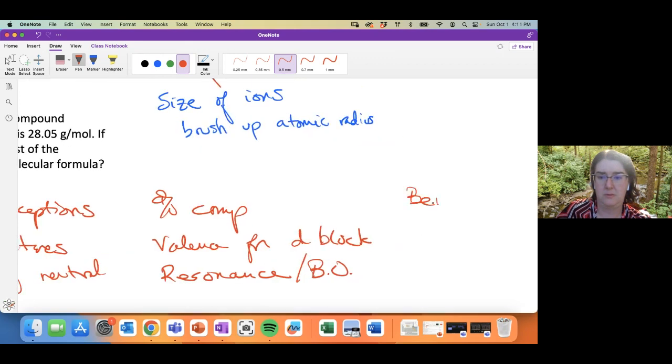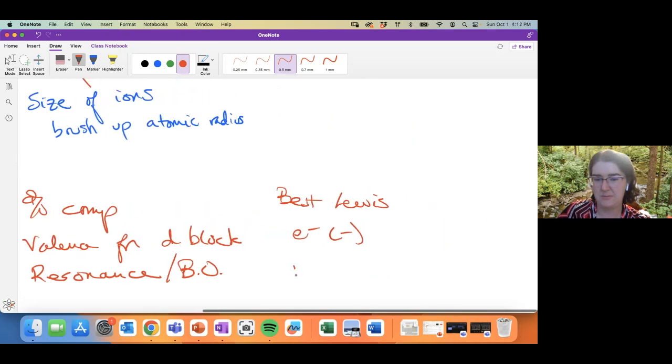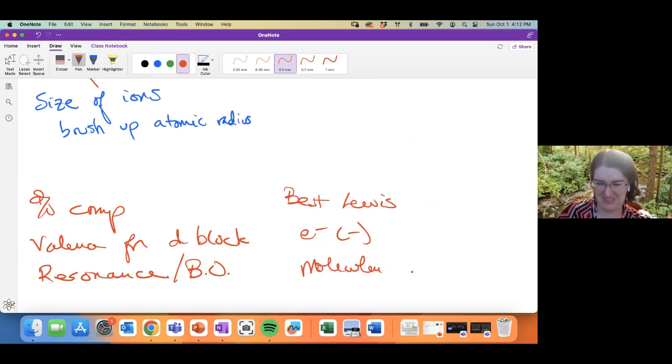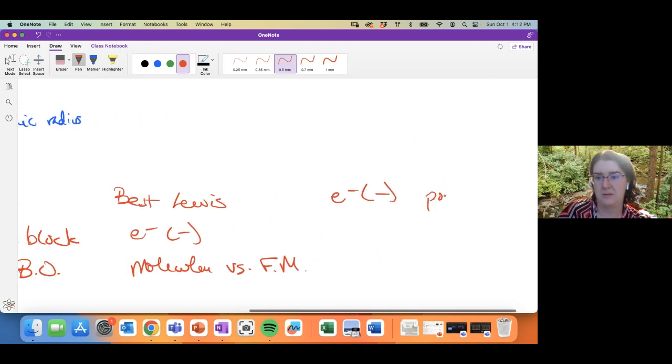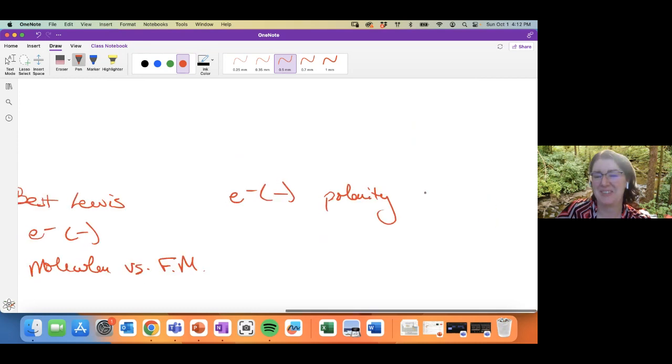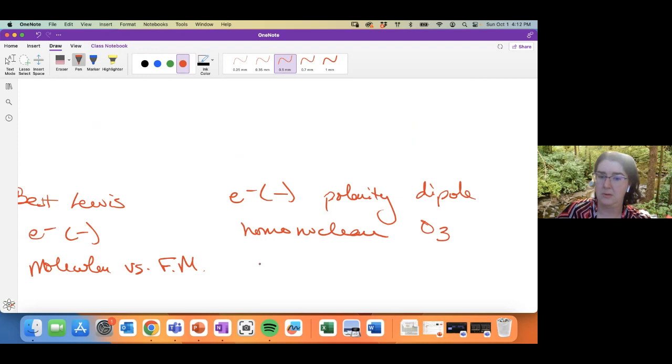Should you please review drawing resonance structures and also important concepts about electronegativity? Thank you so much. Can you explain molecular mass versus formula mass? Can you please explain the relation between electronegativity, polarity, and dipole moment? Do homonuclear polyatomics exist, such as ozone? Could you go over the reason why transition metals have Roman numerals?